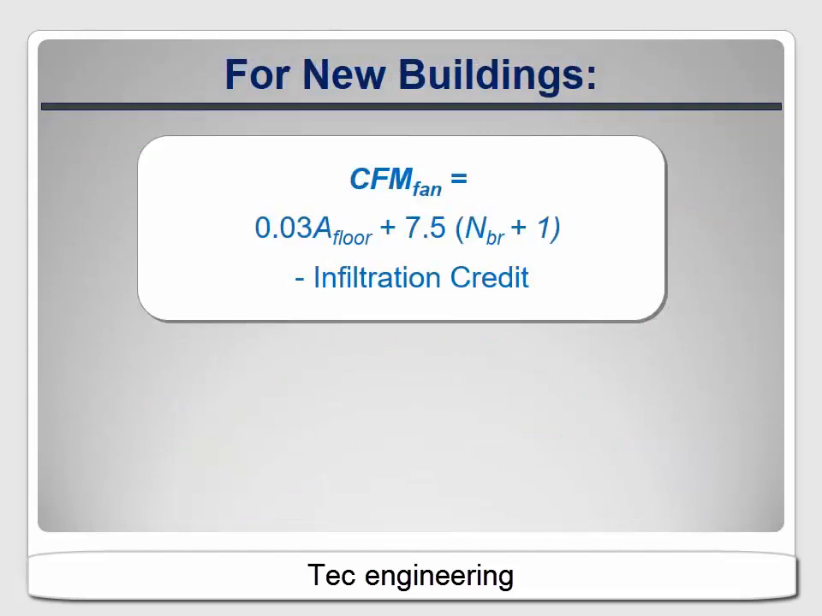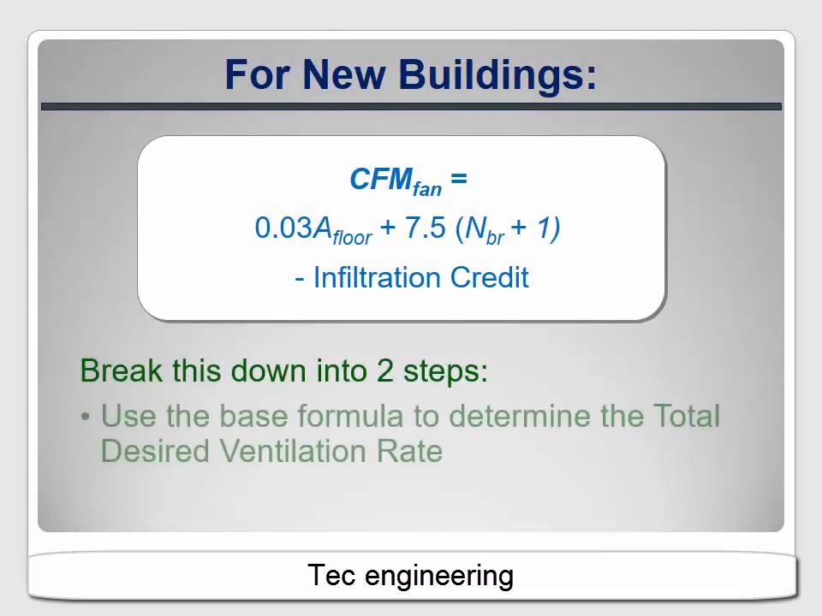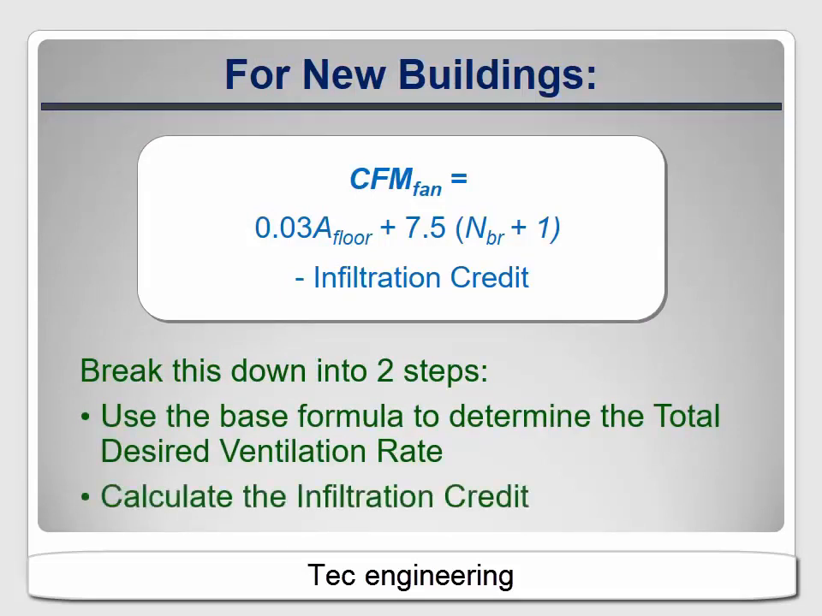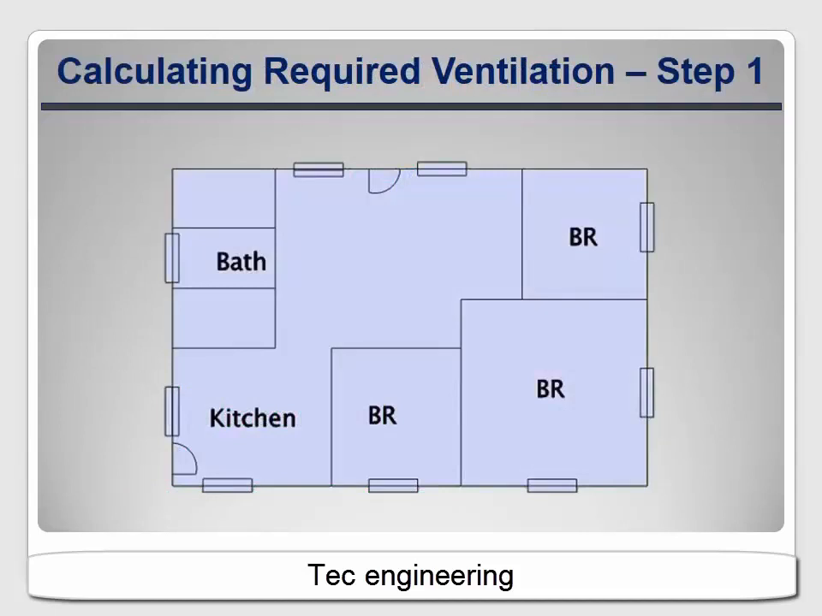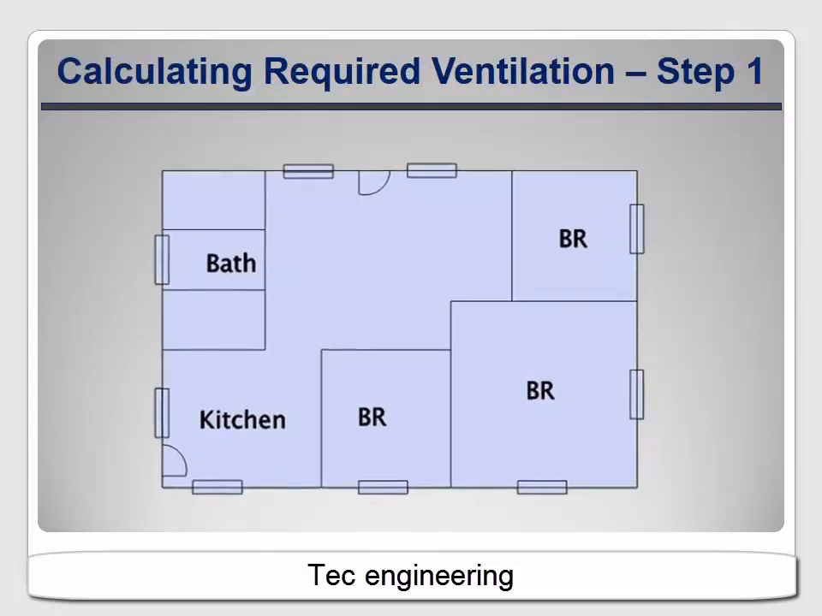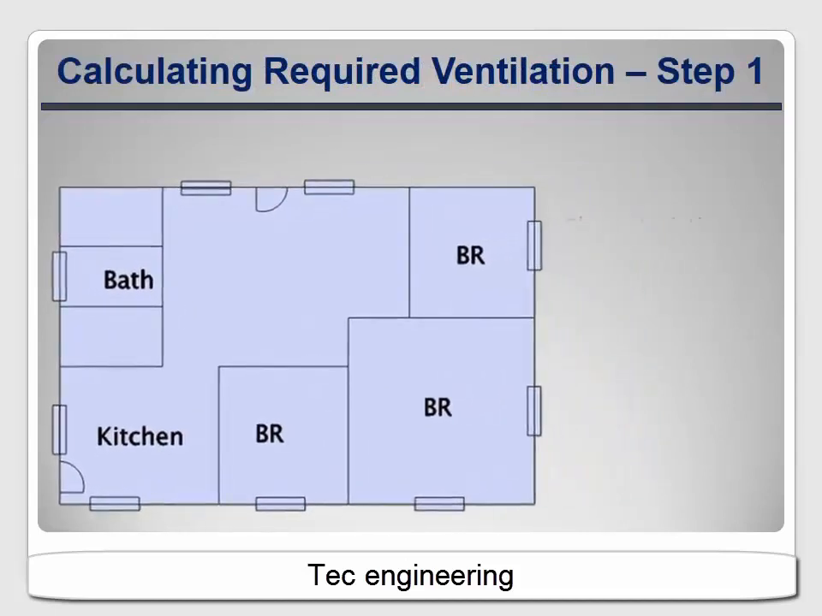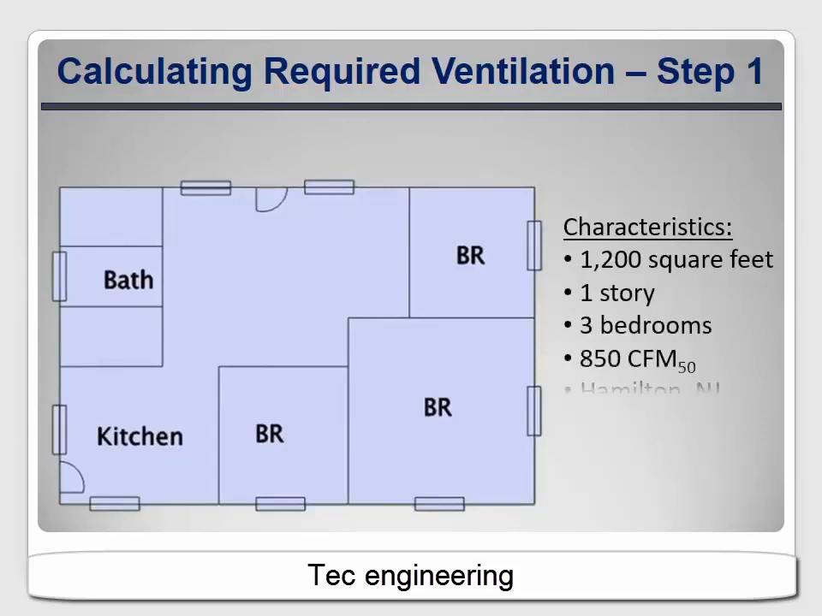So here's our formula. We can break this formula into 2 steps. First, we'll calculate the total desired ventilation rate using the base formula, and then we'll calculate the infiltration credit. With those 2 numbers, it's easy to calculate the CFM of airflow the fan must deliver. Let's apply this to a sample house. It's a simple ranch with 3 bedrooms and about 1,200 square feet of living space. It's being built in a new subdivision just outside of Trenton, New Jersey. This is a pretty tight house too.